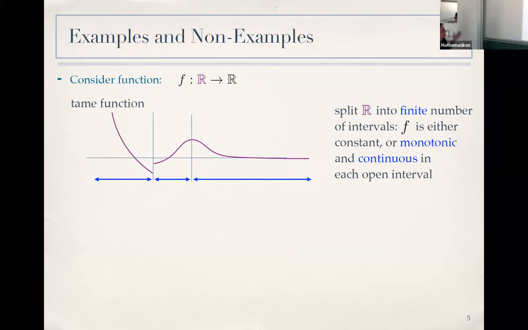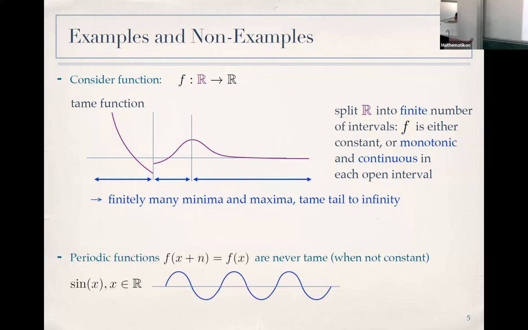So just to give you a feeling, that's how a tame function looks like. Every tame function from the real line to the real line, you can always partition the domain into finitely many intervals, and on each interval, the function will be monotonic and continuous. So in particular, any such function can have only finitely many minima and maxima, if you can differentiate, and it has to have a tame tail to infinity. There will always be a last interval where the function gets boring because it cannot wiggle around there. Like for the exponential function, it's obvious that periodic functions are out. And that's the remarkable thing, that the sine function on the real line is not a tame function. As I mentioned before, you could also use it to define the integers.